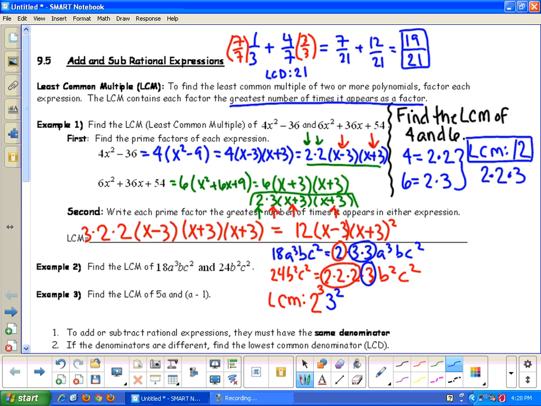And then I'm going to go to my next term, which would be a. I go in order of the alphabet. So then the greatest number of times a appears is going to be 3, because we only have a third in the upper equation, not the bottom one. Then I would go to my b's. I have 1 here and 2 here. So the greatest number of times it appears in either would be squared. And then I have c to the second power, because I have c squared here and here. So 2 to the third times 3 squared times a to the third times b squared times c squared would be my least common multiple. And of course I can combine those numbers together.